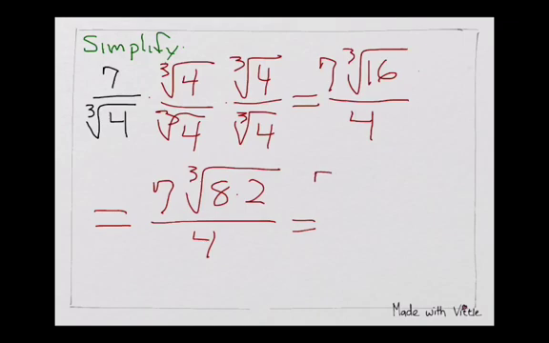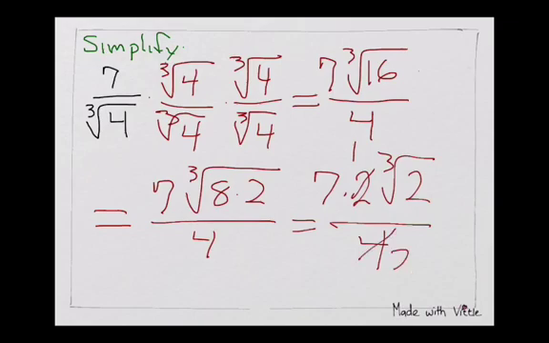I'll continue to simplify 7 times 2 times cube root 2, because that cube root of 8 comes out from under the cube root symbol as just 2. That's all divided by 4. And now I see I have a 2 common to the numerator and denominator. I divide that out, and I have my answer: 7 cube root 2, all divided by 2.